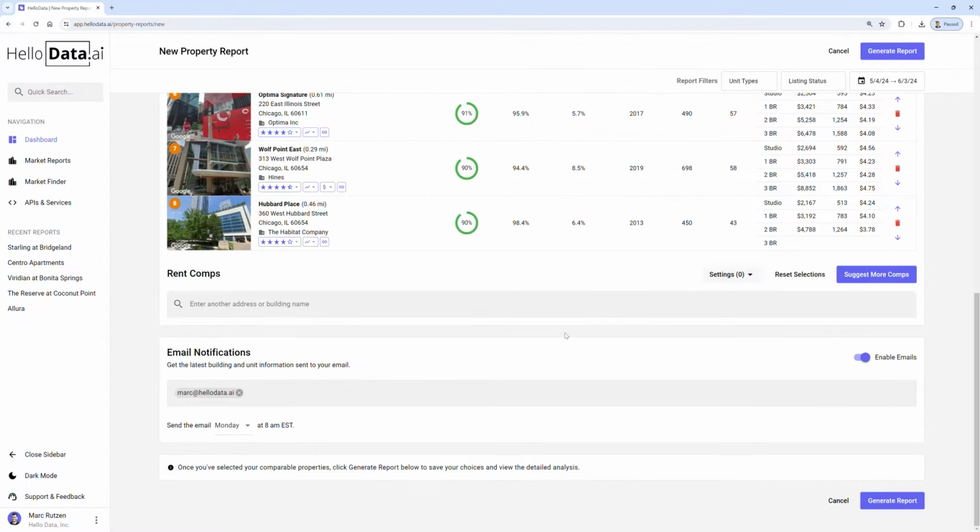And then finally, we do have email notifications. So if you want to set this up, you can have it send whenever you want, and it will send you updated rent, availability, and concessions data for all of these properties you've selected.